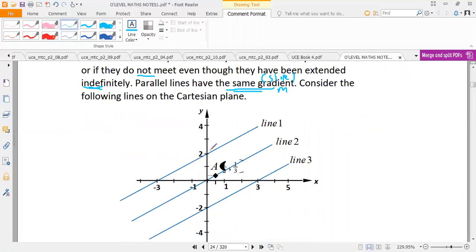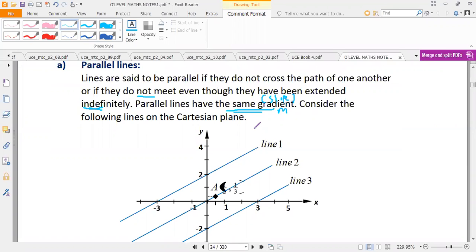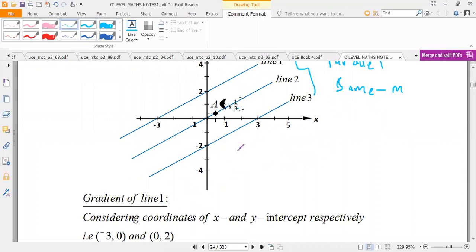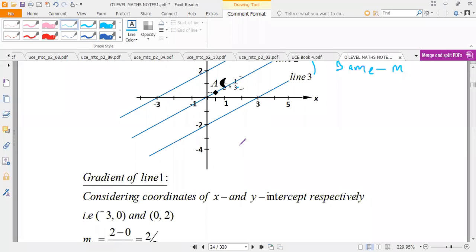Examples of parallel lines are here in this diagram: lines 1, 2, and 3. You can clearly see that these lines will never meet anywhere and are not crossing each other anywhere. So these three lines are said to be parallel, and they also have the same gradient, which is represented by the letter m. Therefore, they will not meet at any point in time.